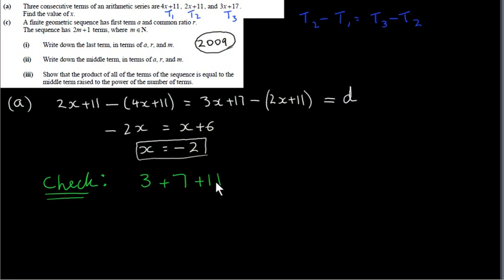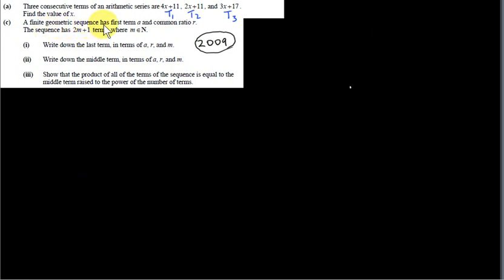Are these terms in arithmetic sequence or series? Well, they are. You can see that the common difference is 4. 7 minus 3 is equal to 11 minus 7. So d is equal to 4. We just need x. A finite geometric sequence has first term a and common ratio r.